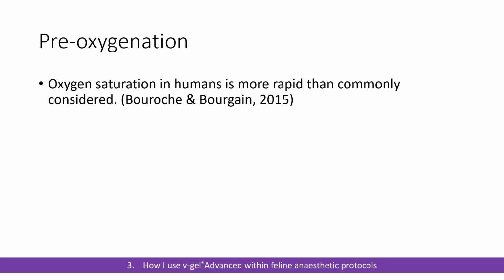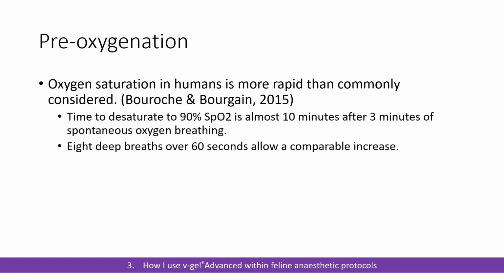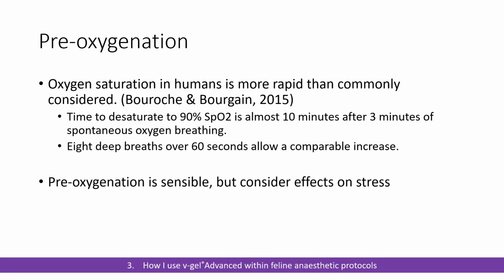Pre-oxygenation is important in cats and all other mammals. Now in humans it's been intensively studied. 3 minutes of spontaneous oxygen breathing gives you a long period of protection against oxygen desaturation. Giving that patient deep breaths over a shorter period of time allows a comparable increase in protection. Now, what you need to be thinking about here, fresh oxygen from your anaesthetic machine will often smell bad. It'll have a taint of volatile anaesthetic agents. It's going to increase the stress on your patient.